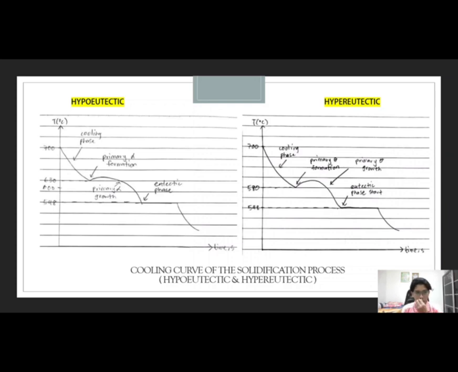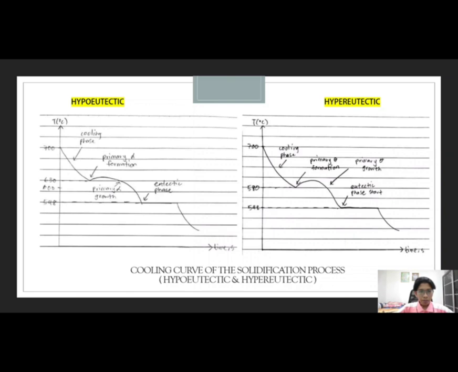We can see the cooling curve for the hypoeutectic and hypereutectic is the same trend, but there is slight difference in terms of temperature. For hypoeutectic, the cooling phase started to decrease from 700 degrees Celsius to 630 degrees Celsius. And then the primary alpha formation started at 630 degrees Celsius. The temperature slightly increased and then goes down until it reached 548 degrees Celsius. Between 630 and 548 degrees Celsius, the primary alpha grows at this region.